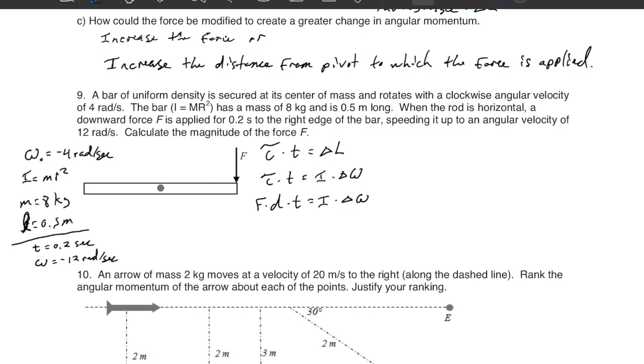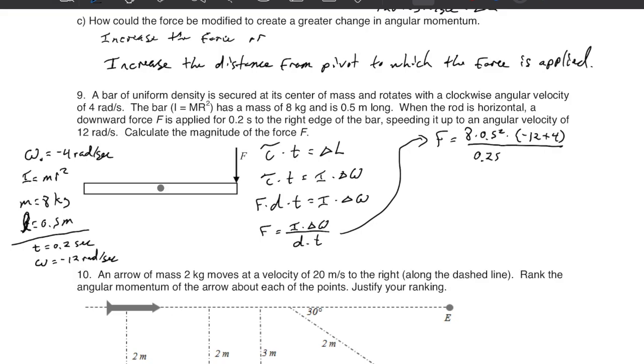And then on the next line, I just want to divide the distance and the time to the other side. So that way we've got everything solved for the force. I believe we can plug in the numbers. We have 8 times, because I is mr squared, 8 times 0.5 squared, times negative 12 minus a negative 4, or negative 12 plus 4, all divided by 0.25 times 0.2 squared.